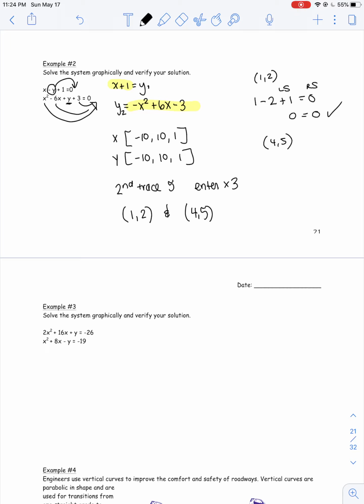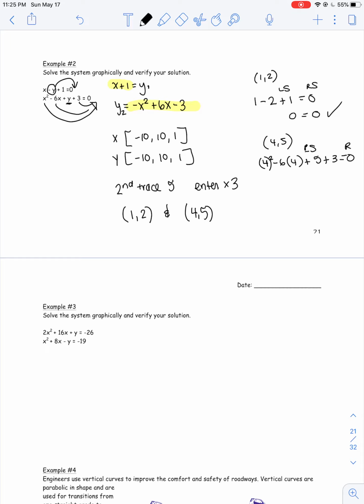And then you're going to try 4, 5. You could plug it into the first one. You could plug it into the second one. So let's try it in the second one. X is 4, so 4 squared minus 6 times 4. So you're plugging in 4 for x. And then y is replaced with 5 plus 3.